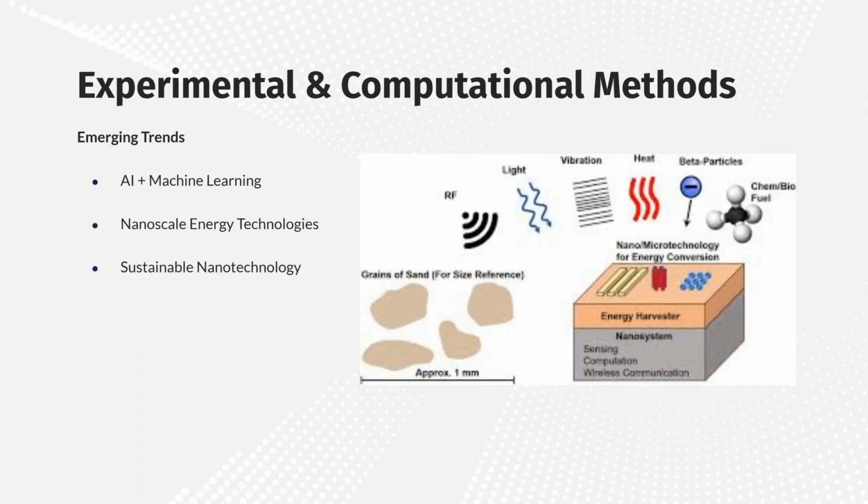An emerging trend is the use of AI to help accelerate research by sifting through a large amount of data to find patterns a human cannot. Another trend at the nanoscale is nanoscale energy technologies, which are creating efficient systems such as tiny solar cells and batteries. Lastly, sustainable nanotechnology is now being used to help reduce waste and energy at the atomic level.